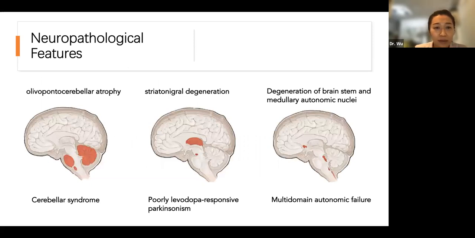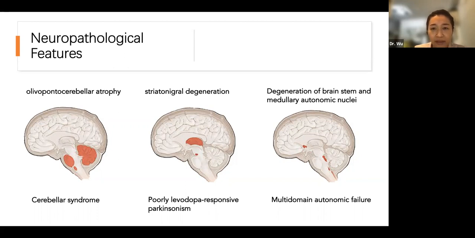And next, we'll talk about the neuropathologic features of MSA. In patients with MSA, variable degrees of olivopontocerebellar atrophy and striatonigral degeneration are typically found after the patient's death when we do the post-mortem examination. Then we can see three pictures. In picture one, we can see olivopontocerebellar atrophy. It will cause the cerebellar syndrome such as ataxia.